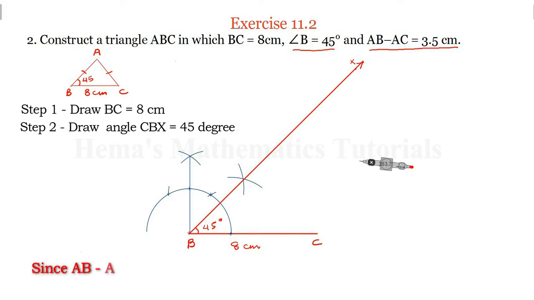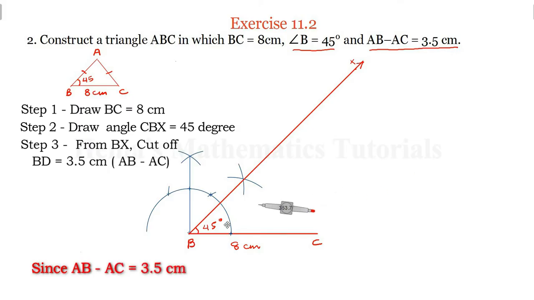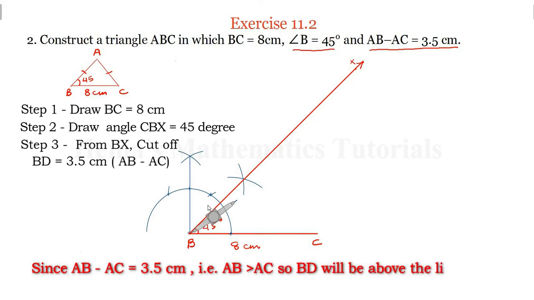Now we are given AB minus AC equal to 3.5 centimeters. With center B and radius equal to 3.5 centimeters, we'll cut BX. So let this point of intersection be D. Join DC.